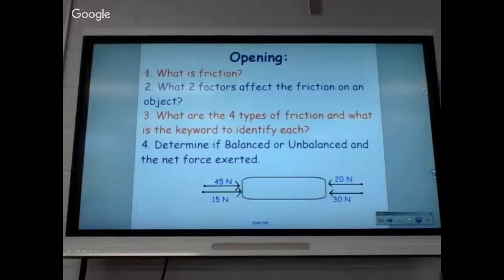This is opening number five. The stuff that's on the board is review for the quiz. The quiz is on balanced and unbalanced forces and friction.